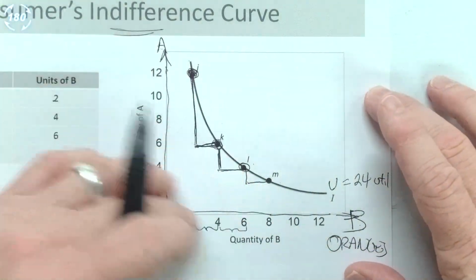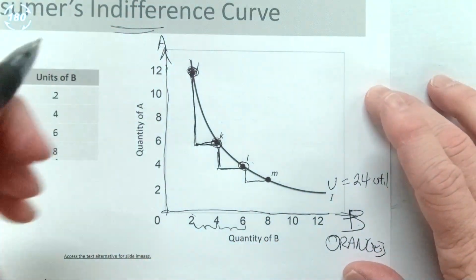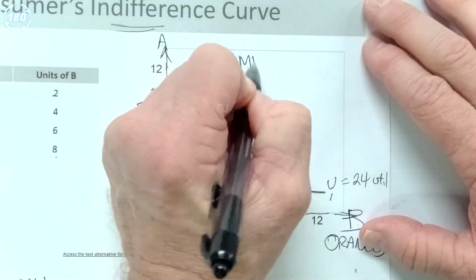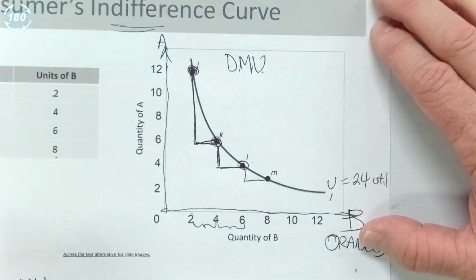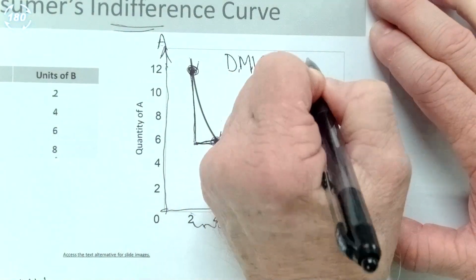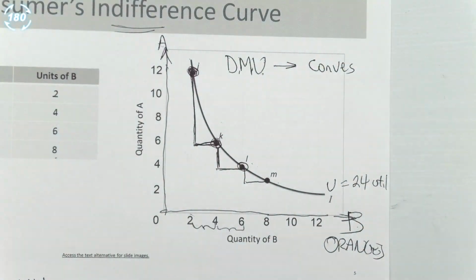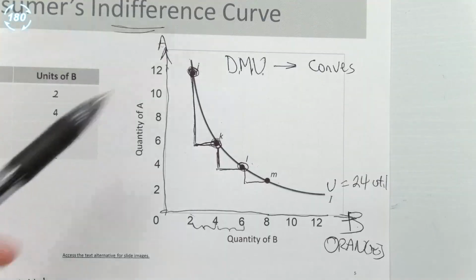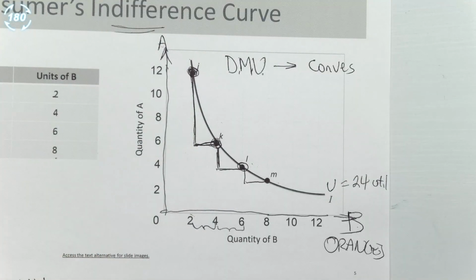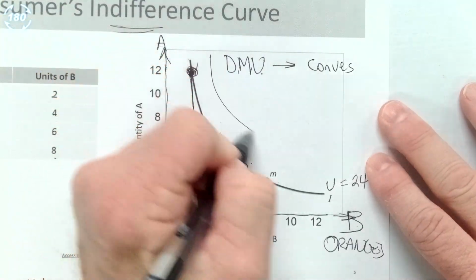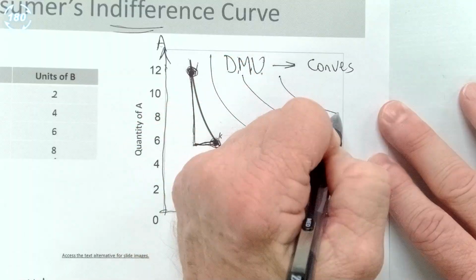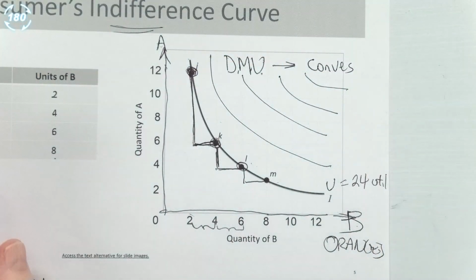Same thing is true for oranges. It's diminishing marginal utility, DMU. Diminishing marginal utility means that this curve is convex. That's called a utility curve. The utility curve joins consumption bundles that deliver the same satisfaction. Guess what, though? That's not the only utility curve. There's one here, there's one here, there's one here, there's one here. There's several utility curves.